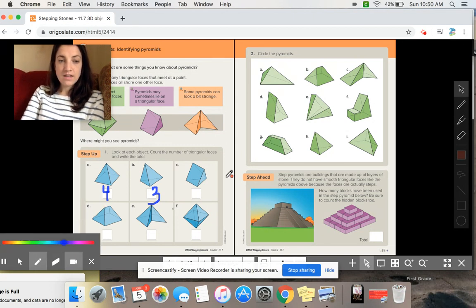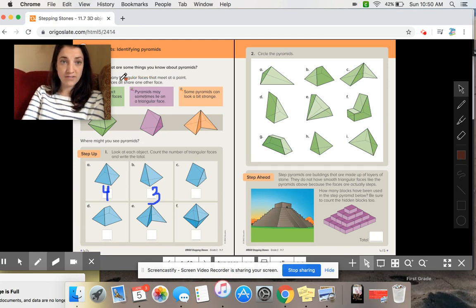Okay? Now, when we look over here, it says circle the pyramids. So I'm looking back here and I remember that they have to have triangular faces that meet at a point and they can share one other face, but only one other face. So when I'm looking at this shape right here, I see that this is a triangle, this is a triangle, this is a triangle, and they all share this face. So this is a pyramid.